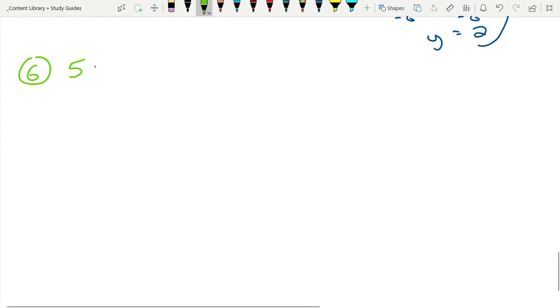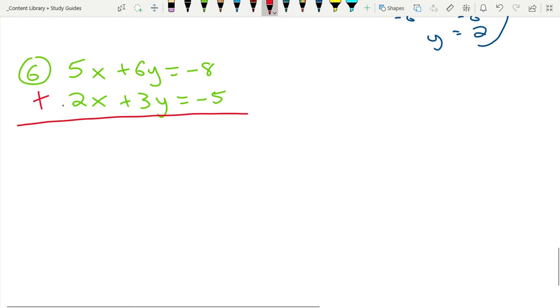Number 6, we have 5x plus 6y equals negative 8, as well as 2x plus 3y equals negative 5. Well, now we run into an issue, because if you add, you get a 7 and a 9, so nothing was eliminated. If you subtract, you get a 3 and a 3. Again, nothing was eliminated. So the trick with elimination is that you have to have the same number in front of one of your letters. So we can fix this.